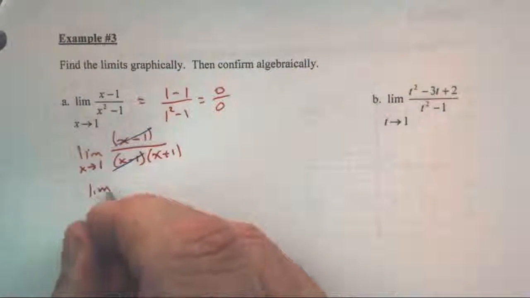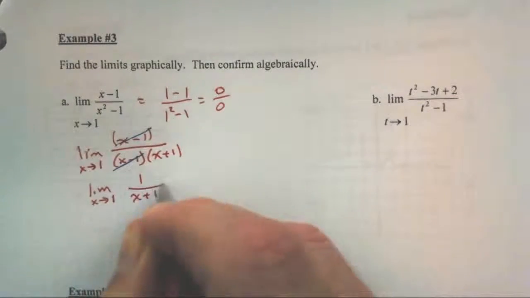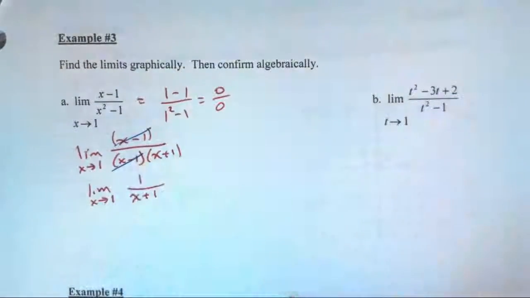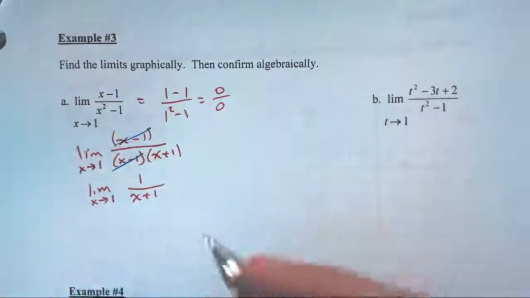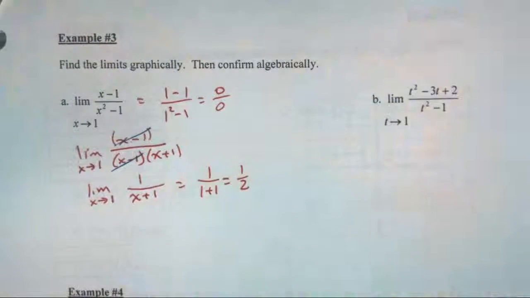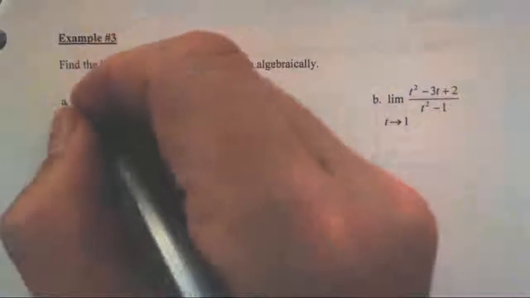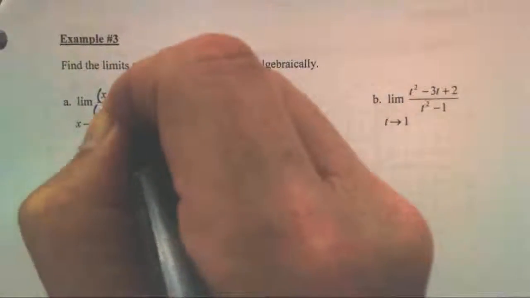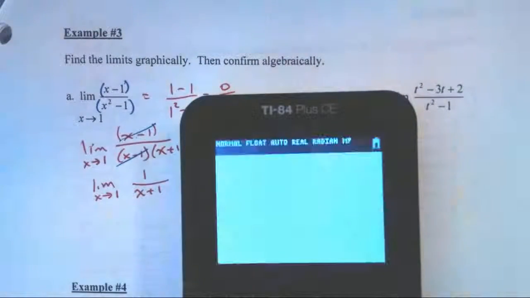So now I've got the limit as x approaches 1 of 1 on x plus 1. So my x minus 1s were the troublemakers. Because if x minus 1, I put 1 in, I get 0. But once it's gone, now I'm going to try 1 on 1 plus 1, 1 half. Okay. I would like you to graph this in your calculator on Zoom Standard. Make sure to wrap the numerator and denominator in parentheses. And then we're going to go Zoom Standard with that.